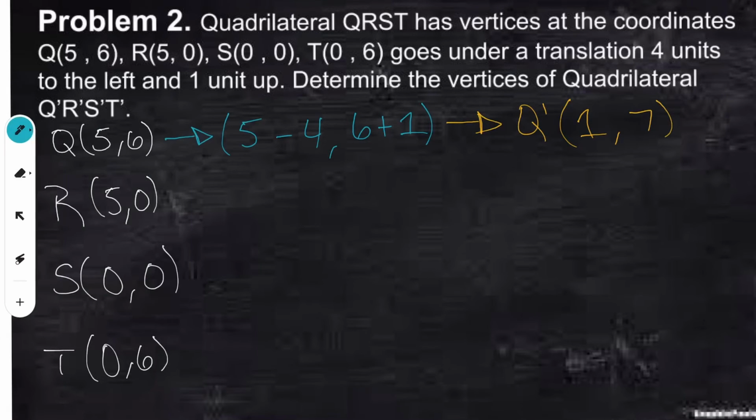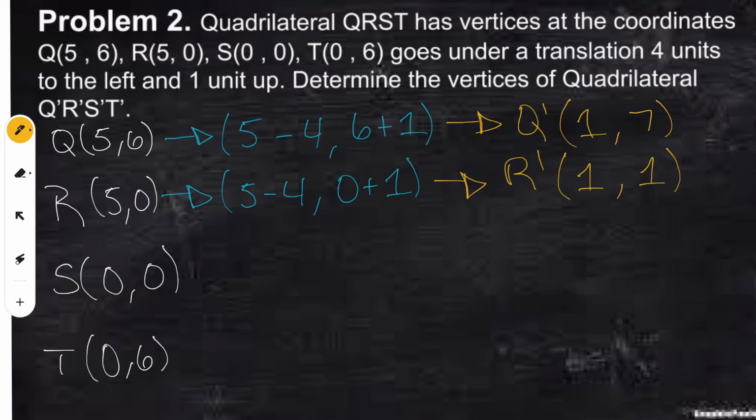Now back onto R. Since we're translating 4 units to the left, I will take my x value 5 and subtract 4 because we're translating to the left, and 1 unit up. So I'm going to take my y value of 0 and add on 1. And this gives me the point R prime on our image. 5 minus 4 is 1, our x value, and 0 plus 1 is 1, our y value.